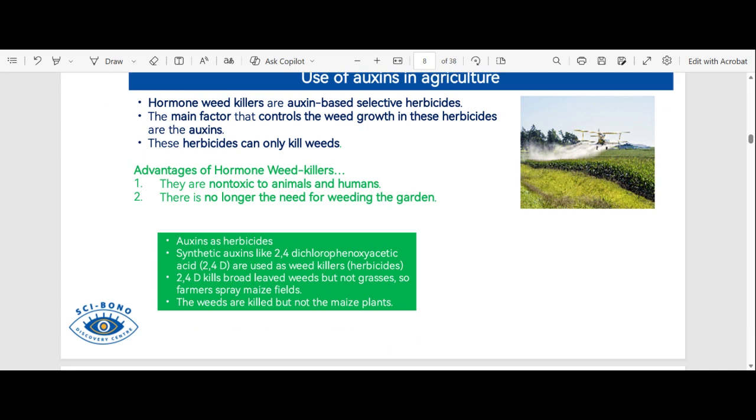And also there's no longer a need for weeding the garden or physically weeding the garden. You can just spray auxins right on these weeds, then they will die.